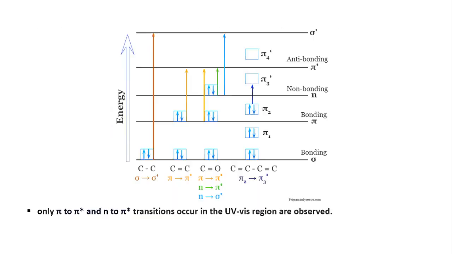So we know our UV region is not able to give enough energy for the excitation of the sigma to sigma star and n to sigma star. So the allowed transitions in the UV region, the UV visible region, specifically in the UV region, are the pi to pi star energy transition and the n to pi star transitions.